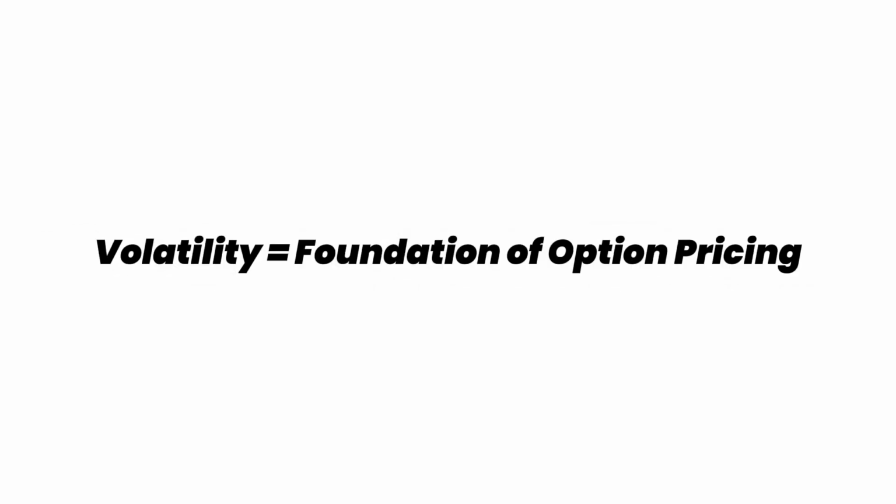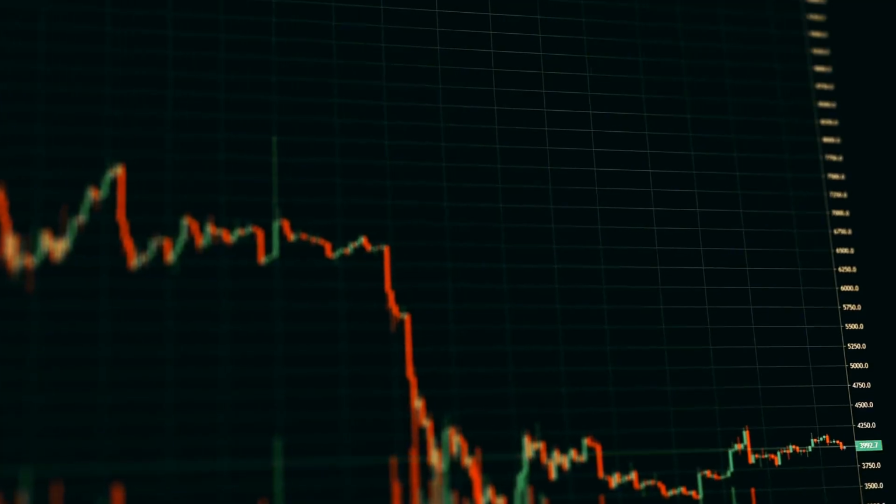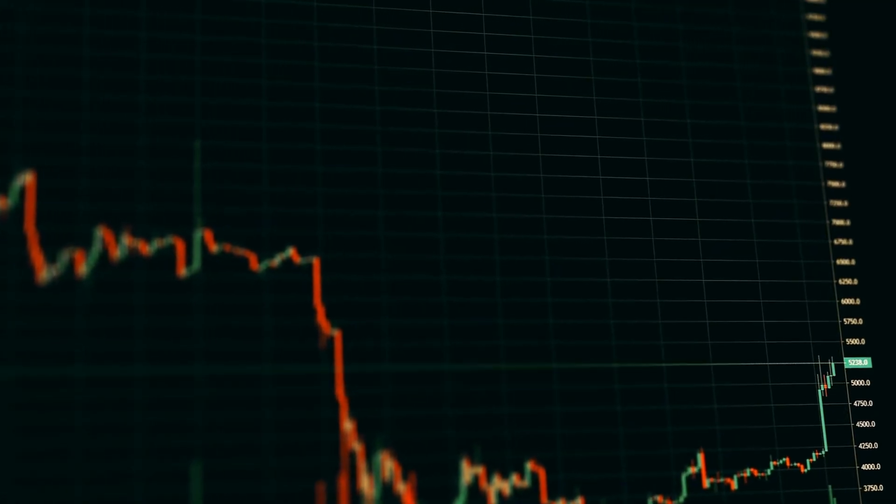Now, if you want to run a profitable option selling strategy, you must understand the concept of volatility. This isn't just some technical term. Volatility is literally the foundation of why option trading as a strategy exists. Options were literally invented to trade volatility. And once you understand this, you will start seeing the market in a completely different way. So let's break it down.